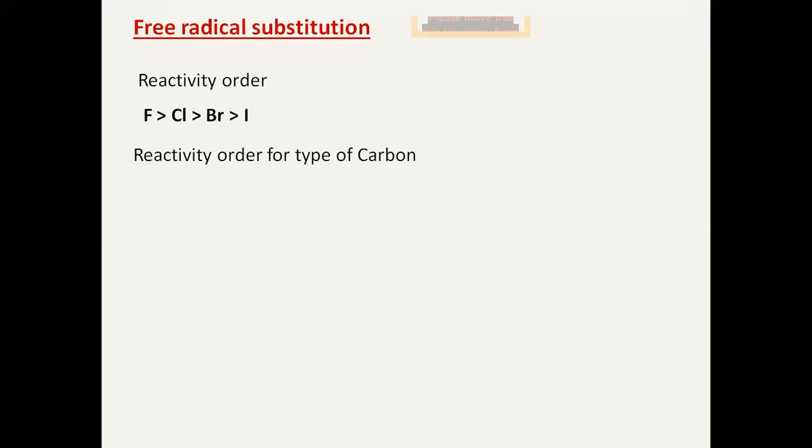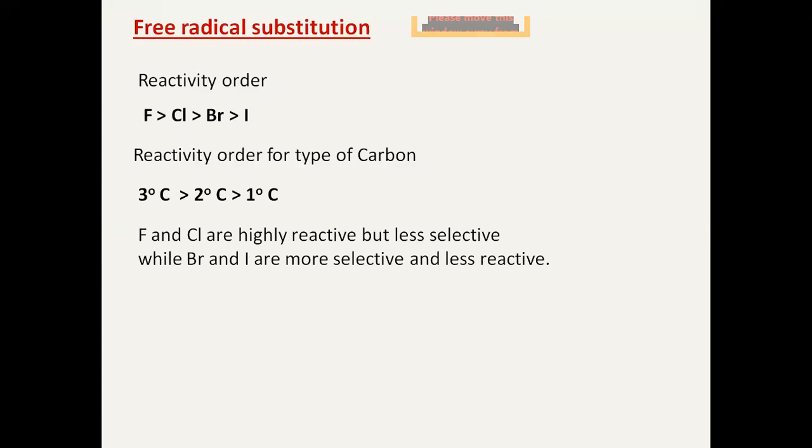And when we go to the type of carbon present in the alkane, say primary carbon, secondary carbon, tertiary carbon, remember, tertiary carbon always reacts faster with the halogen by radical mechanism compared to secondary carbon, and it is more reactive than primary. So these two orders must be remembered to understand the free radical substitution reaction.